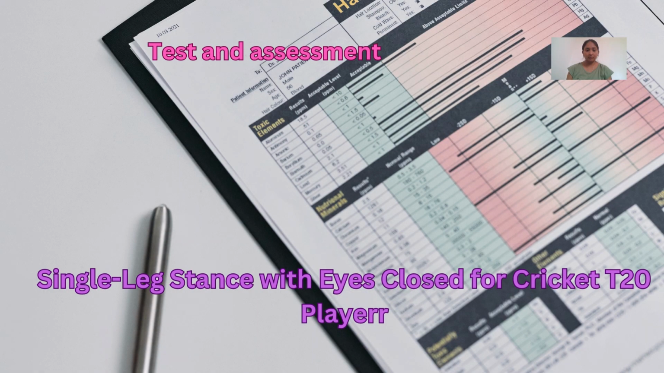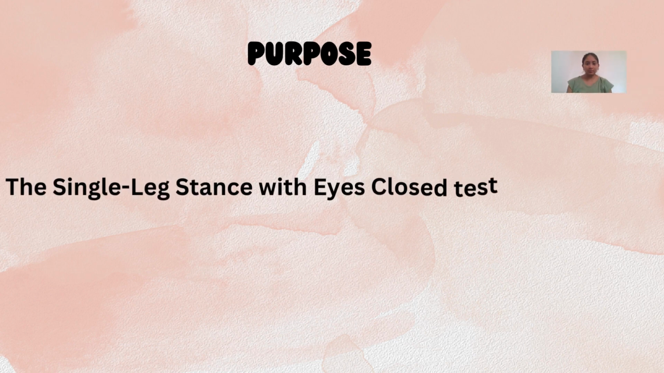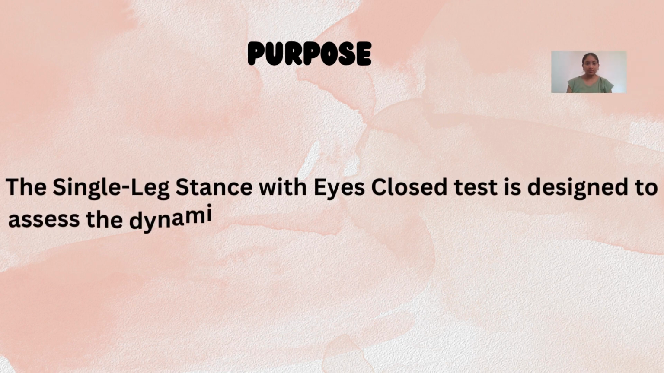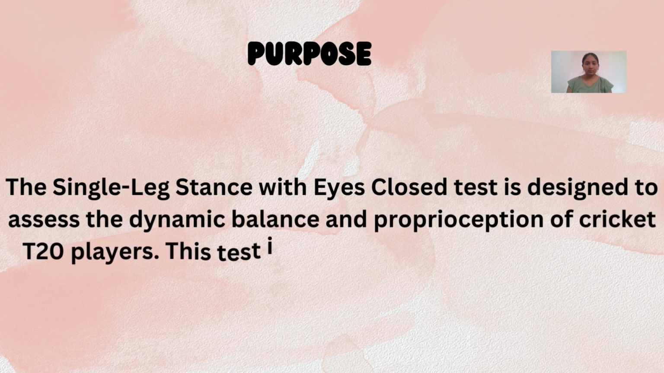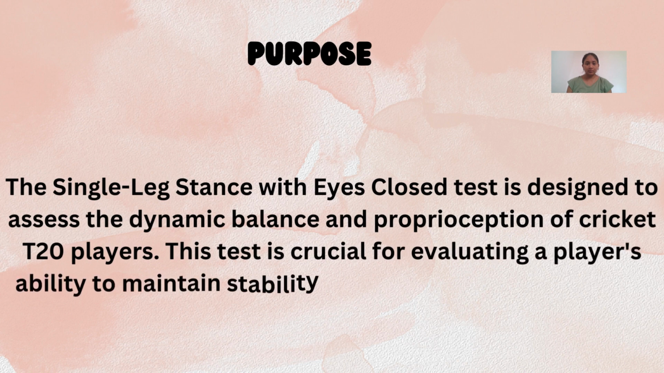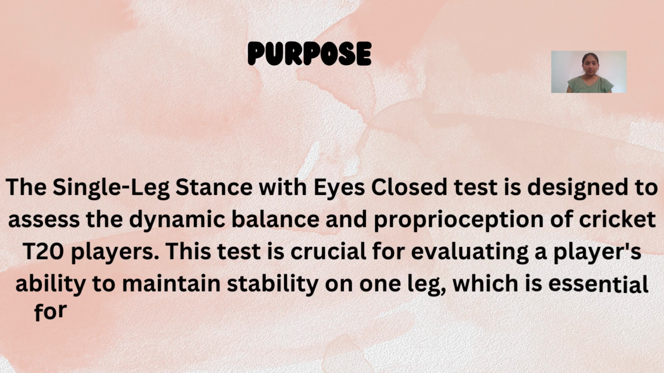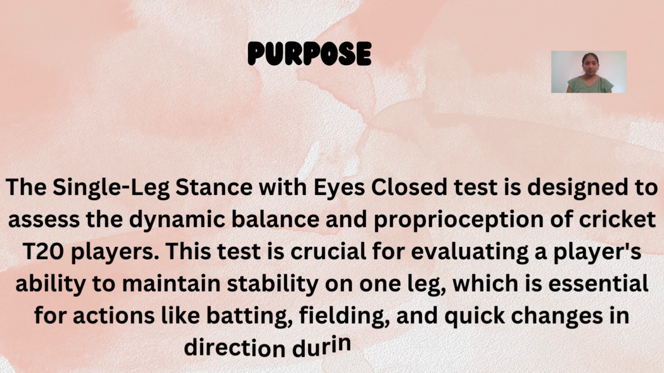So, the first test is single leg stance with eyes closed for a Cricket T20 player. The single leg stance with eyes closed test is designed to assess the dynamic balance and proprioception of cricket T20 players. This test is crucial for evaluating a player's ability to maintain stability on one leg, which is essential for actions like batting, fielding, and quick change of direction during the game.